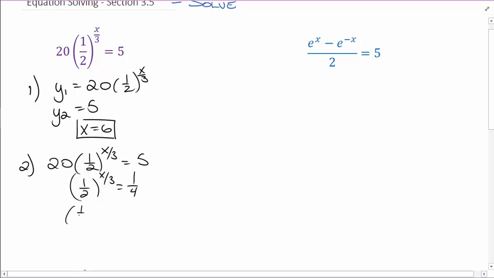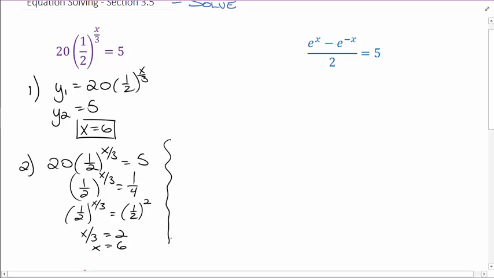We would have 1/2 to the x over 3 equals 1/2 to the second power. Because those bases are now the same, we can set the exponents equivalent. X over 3 equals 2, so x equals 6. This method particularly works out well because the 1/4 and the 1/2 can be written with the same base. That is not always going to be the case.